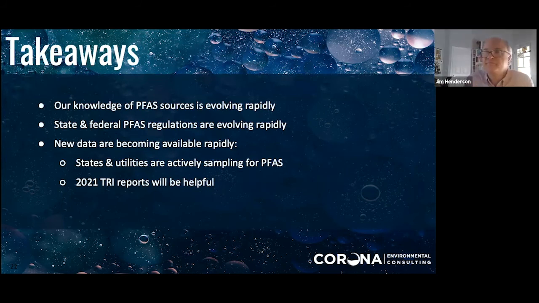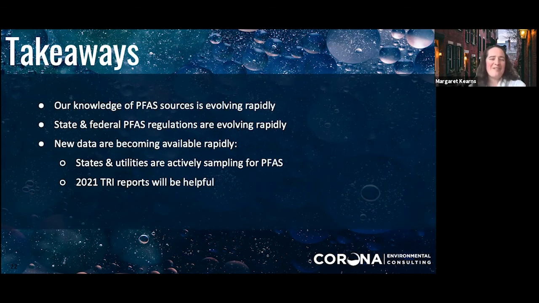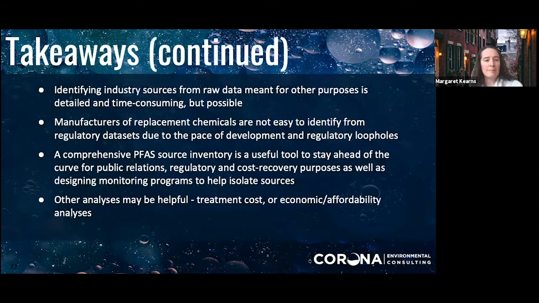All right, great. We've laid a lot on you in this hour, and we're all fast talkers, so I wanted to wrap it up with some of the takeaways. One of the biggest takeaways is that this is an area that's evolving rapidly. Our knowledge of what constitutes a PFAS source is evolving rapidly, as are regulations. As a result, new data are becoming available at a rapid pace. Right now, states and utilities are actively sampling for PFAS. We do expect additional data to become available in the coming years. And again, with the changes to the Toxics Release Inventory legislation, this year's reports should be much more helpful than in the past, and should help to shed more light on what specific PFAS are being used at particular locations. Next slide, Shani.